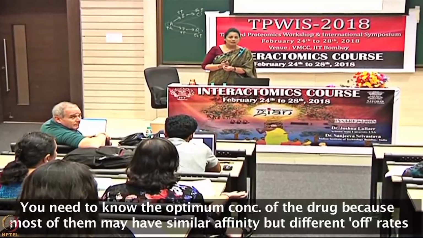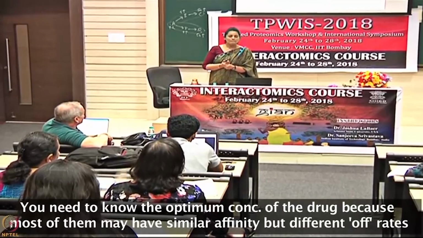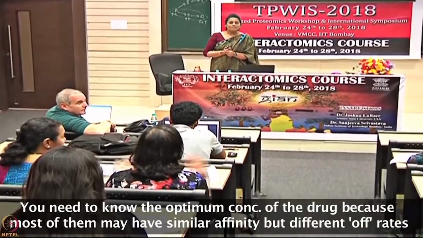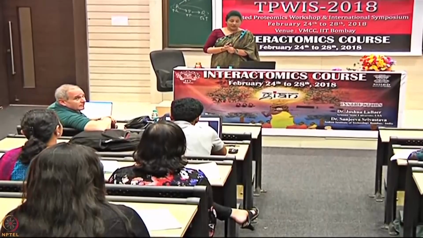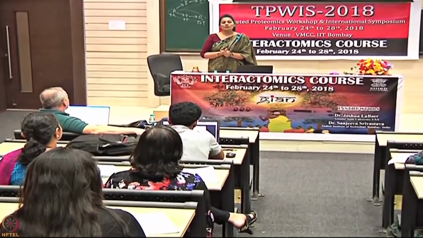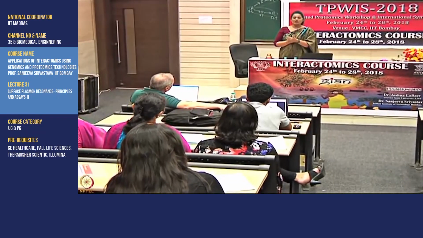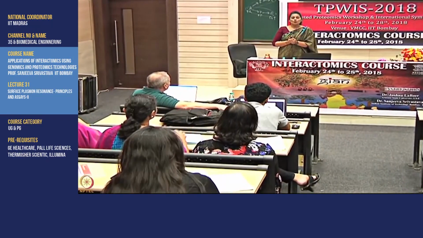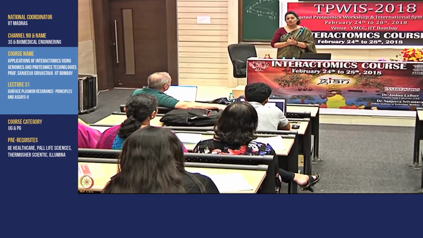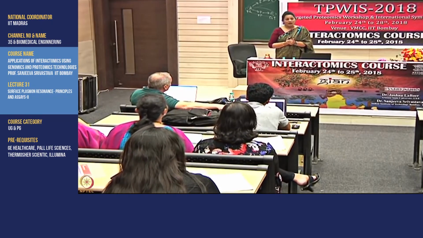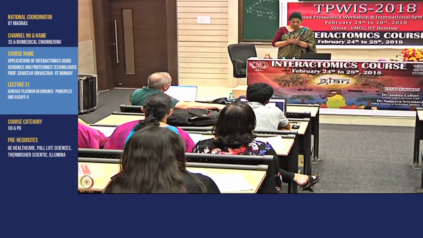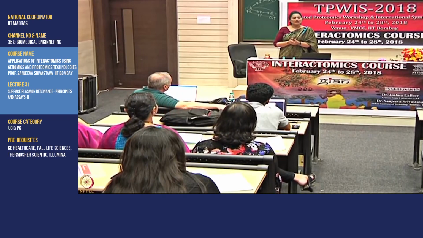Because most of them would have a similar affinity, may have a different off rate. Correct. So how do I engineer it now? Suppose I want to dissociate it slowly, or I want to have a rapid association. So most likely you want to slow the dissociation of a drug, right? And you don't want it too slow. Exactly. So what would I do when I look at the structure? Can structure help me in any way?